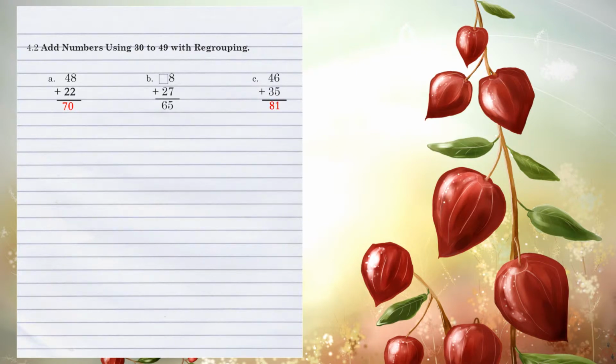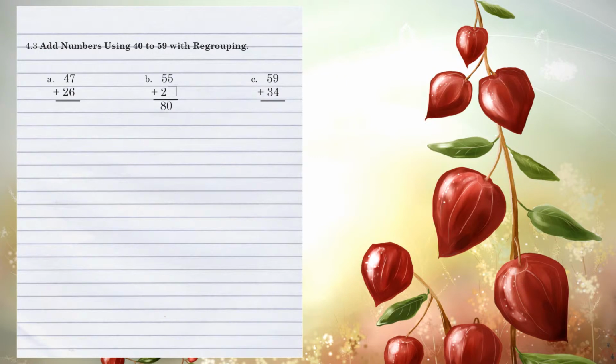Example B. We want to fill in our missing number, but go through the entire process. In our ones column we have 8 plus 7, that's 15. So you see we wrote the 5 down there, but we've got to carry the 1. Now in our tens column right now we have 2 plus 1, which is 3, but our answer is 6. So what would we have to fill in our number with? 3 more. So our missing number is 3.